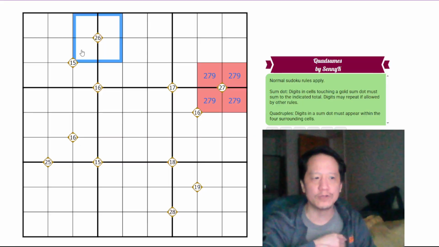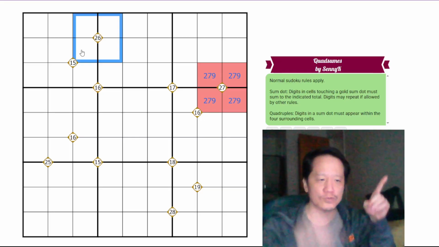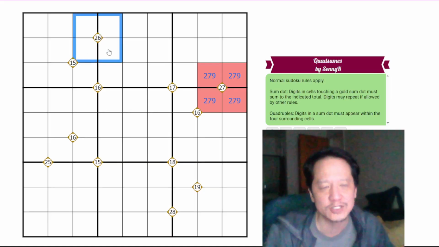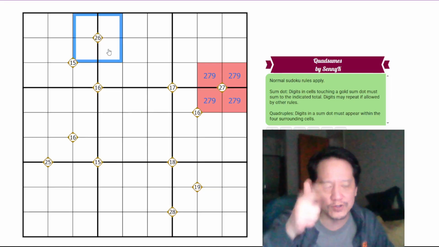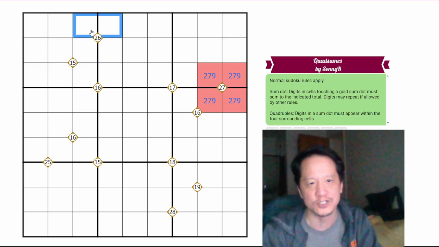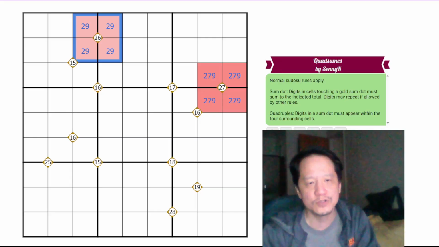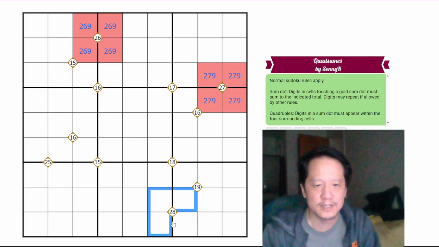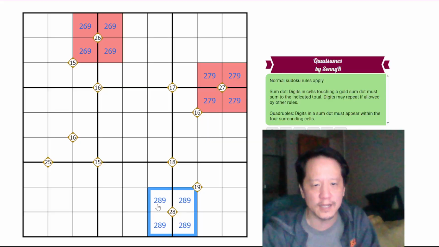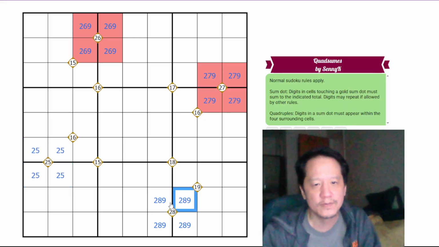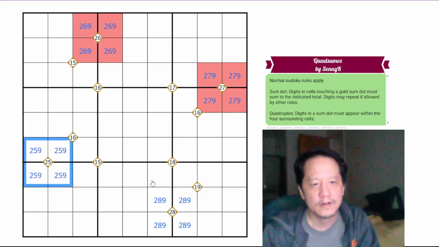The only way you can have that happen is if you have 2, 9, and 9. So any 20 clue here must be 2 with 2 nines and the ones digit. So this is 2 with 2 nines and a 6. This has to be 2 with 2 nines and an 8. This must be 2 with 2 nines and a 5.